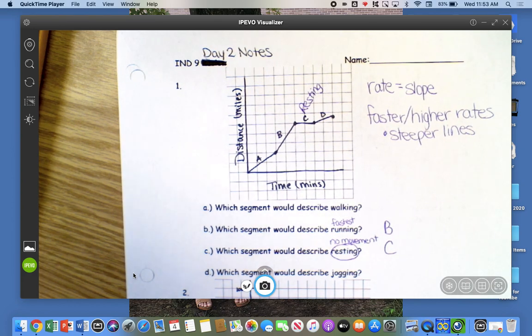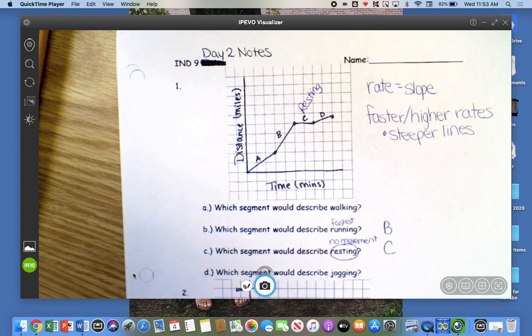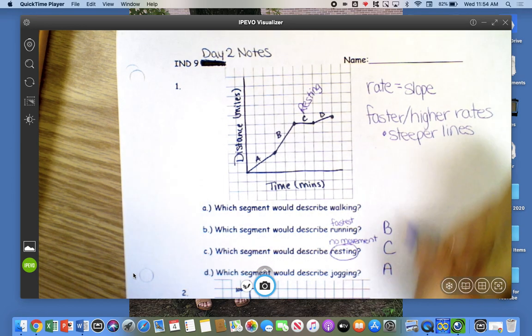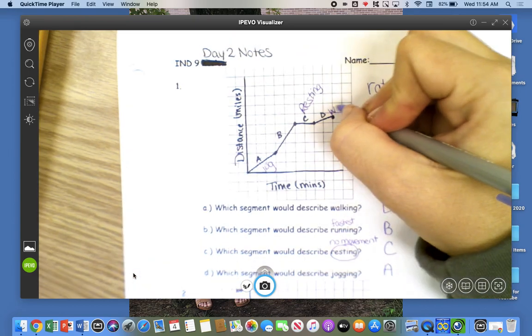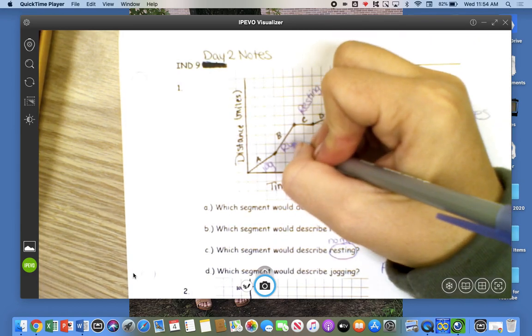Now walking and jogging, if we are looking at this, this one is a little bit more challenging to do, but you're just comparing, and it's not as easy to tell the slope between those two. We can calculate if you like, but if you just wanted to eyeball it, we're definitely probably going to say that segment A is a little bit steeper than segment D. So we're going to say segment A is the jog and segment D is the walk, and segment B is the run.